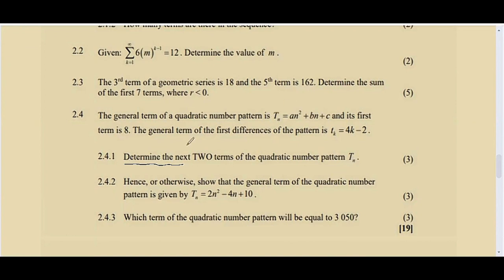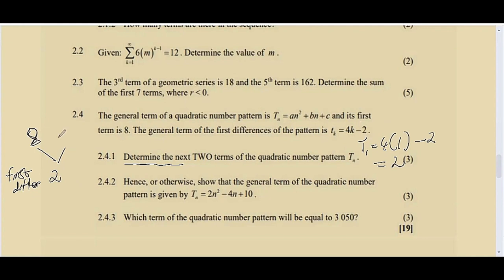So if they say we must determine that, this is what we can do. They told us that the first term of the quadratic pattern is 8, right? Now remember, here we have the first difference. Let's calculate the first term of the first difference by substituting 1 where there's k. So T1 is equal to 4 times 1 minus 2, that's equal to 2. So that means our first term of the first difference would be 2.